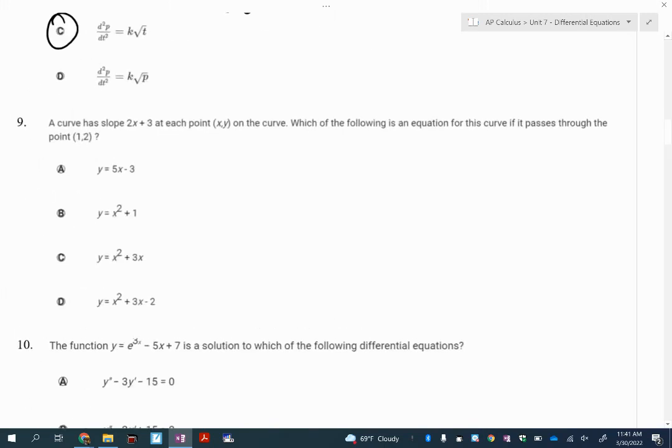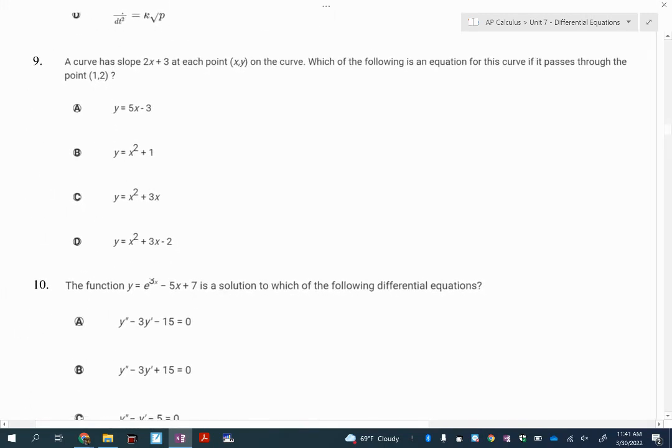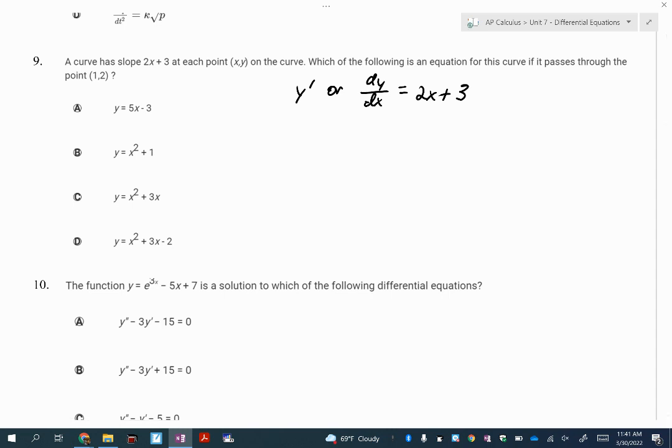2 for our differential equations review. All right, so I'm going to pick it up with number 9. We have a curve that has a slope of 2x plus 3 at each point on this curve. When it says it has the slope, that is telling me that our y prime, or dy/dx, is going to be 2x plus 3 at every point. We're going to find an equation for this curve if it passes through the point (1, 2).